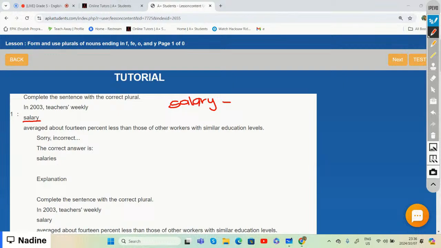Yes, well done. If we want to show the plural form of salary, then we're going to say salaries. And we add the IES, which means that the Y fell away, it was removed, and we just added the IES to show that there's more than one salary. So well done. Salaries is correct.